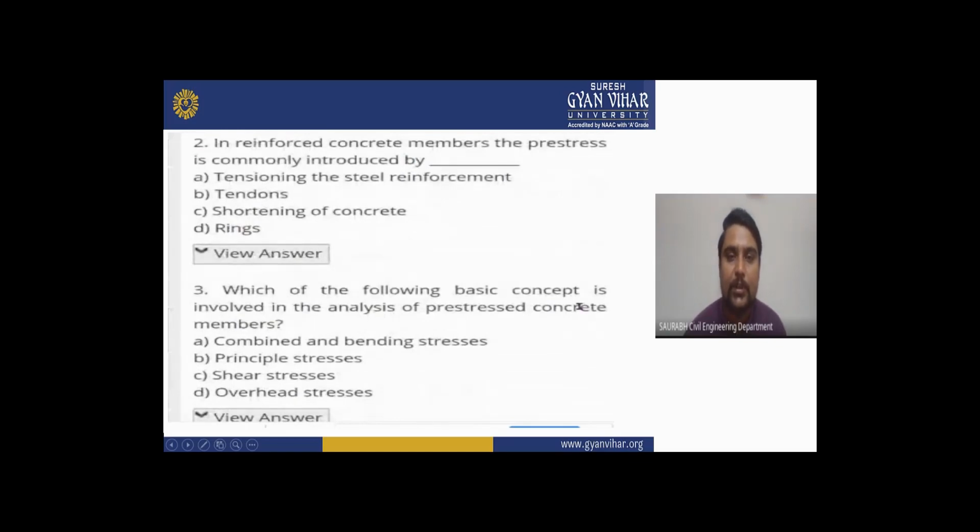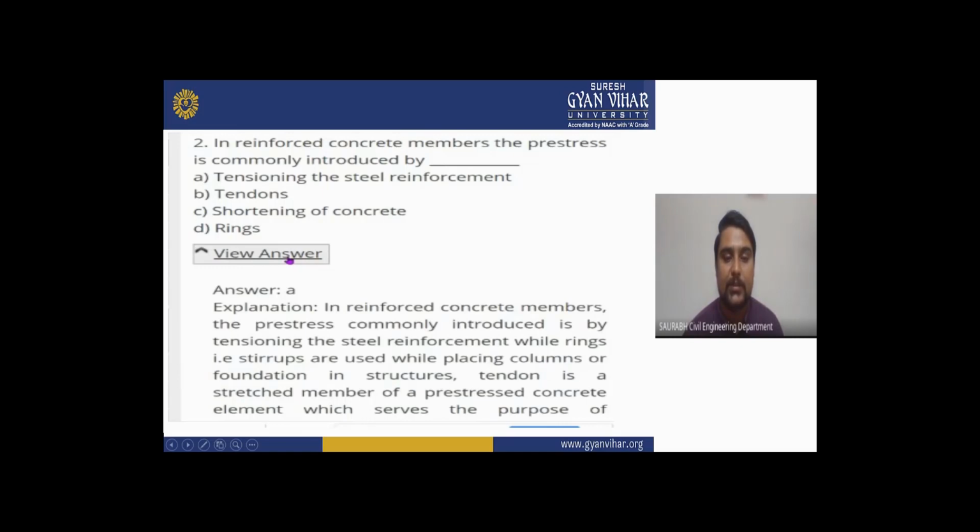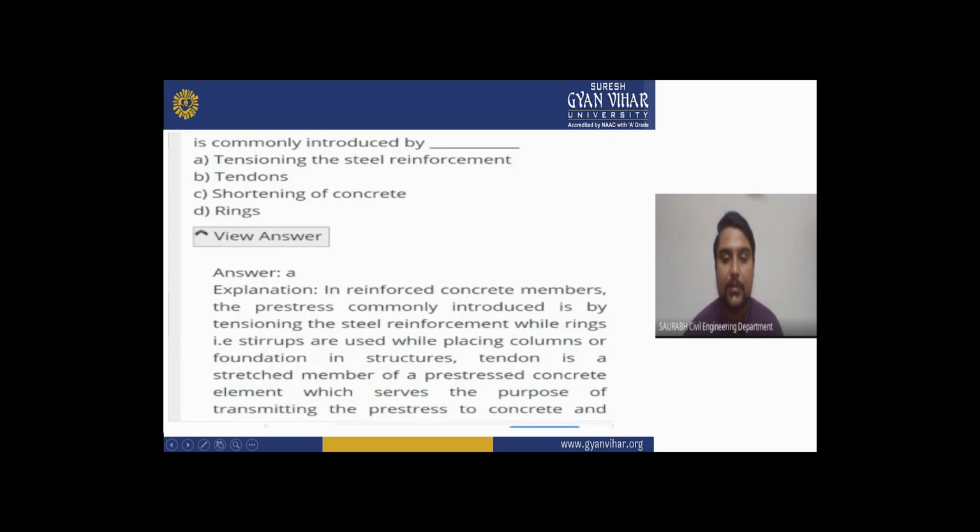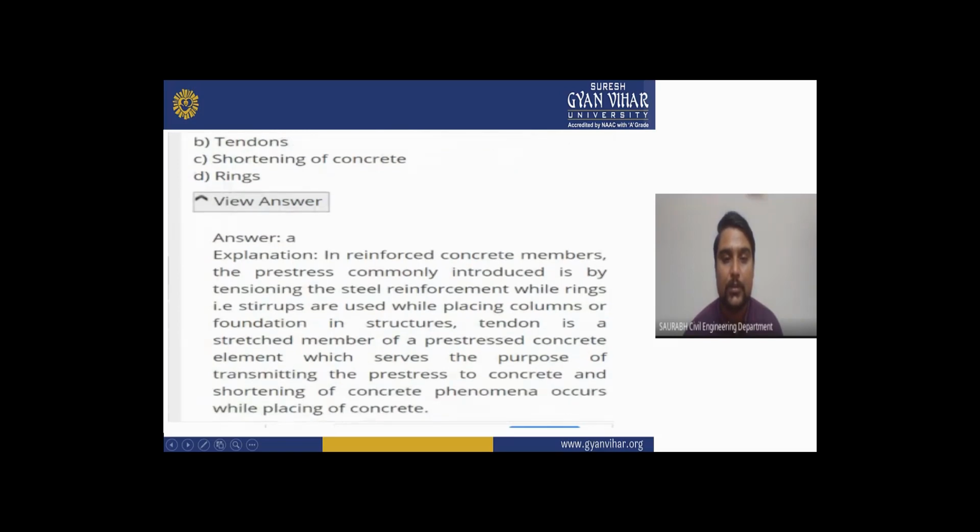In the reinforced concrete member, the pre-stress is commonly induced by, options are given: tensioning of steel reinforcement tendons, shortening of concrete rings. Let's see what will be the right answer. Right answer will be here A, tensioning of steel reinforcement. And I have also written the explanation which will be helpful for all the students.